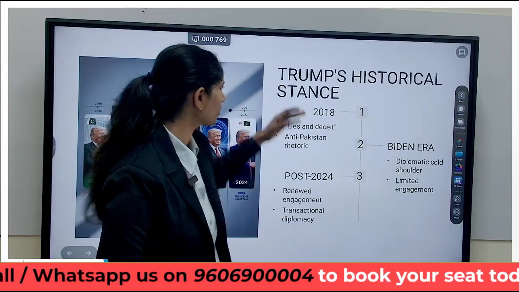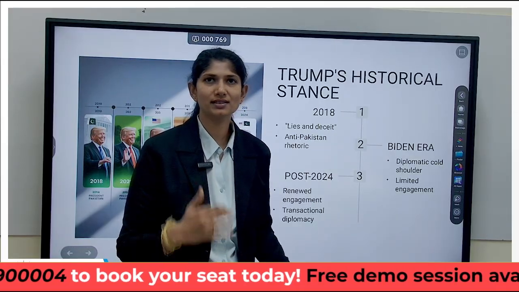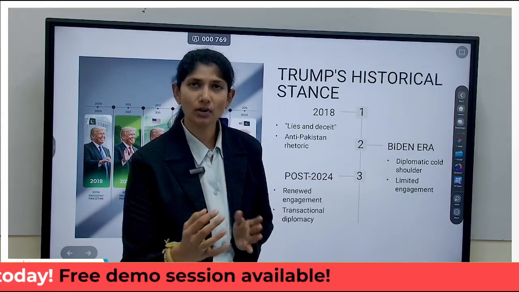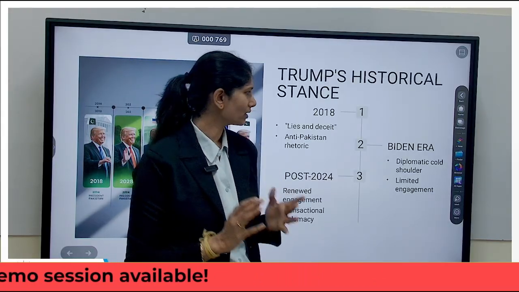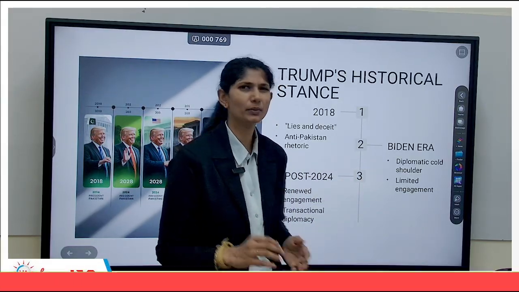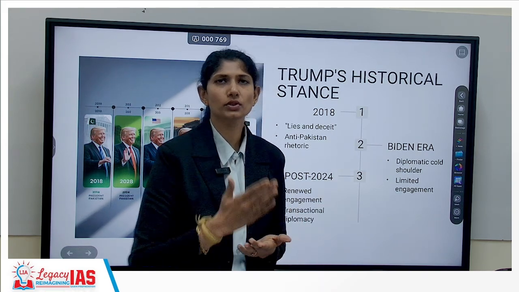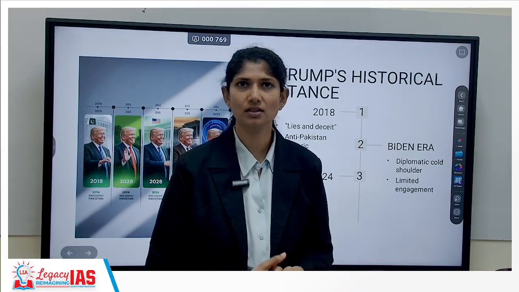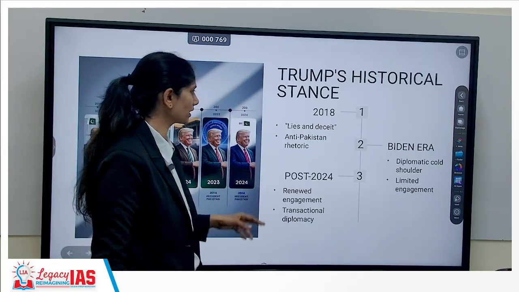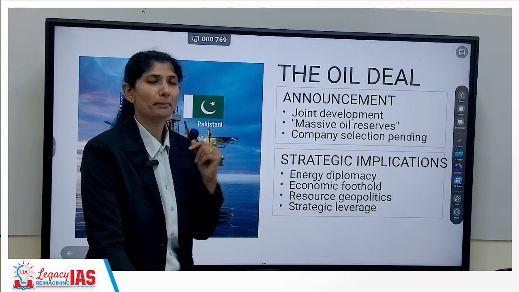Understanding? Now, is it only Trump like this? In between Trump's first term and second term, we had Joe Biden, who is from the Democrats. What were their policies towards Pakistan? They were more of a diplomatic cold shoulder towards Pakistan, with very limited engagement. US President Joe Biden didn't even want to call up the Pakistan Prime Minister. So this is the diplomatic U-turn that we see with respect to Trump's policies regarding Pakistan.